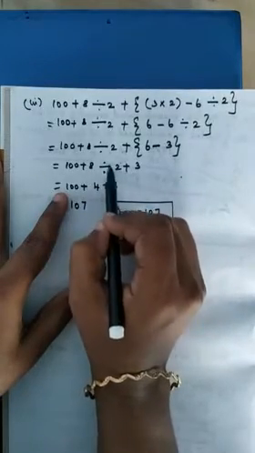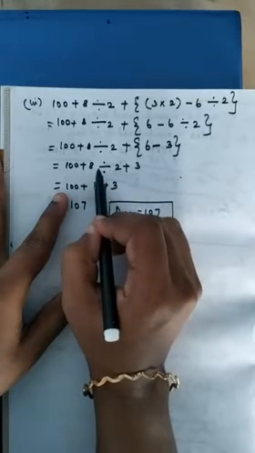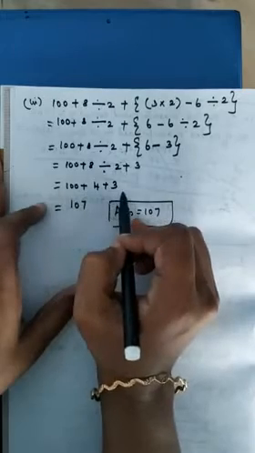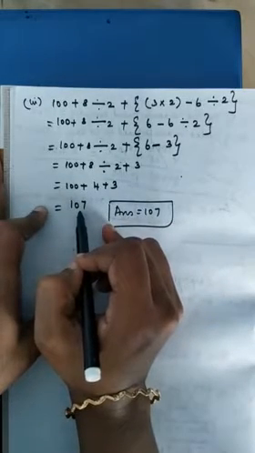Then I have remaining 100 plus 8 divided by 2 plus 3. Here my only problem is this division. So first I will complete this division. 8 divided by 2 will give me 4. So this is 100 plus 4 plus 3, which is equal to 107.